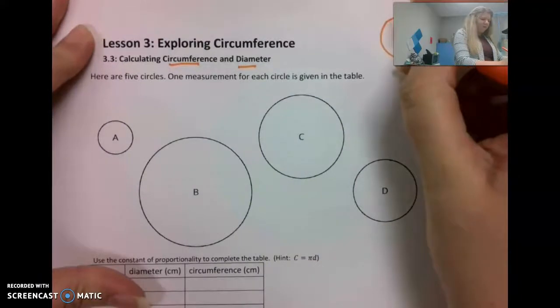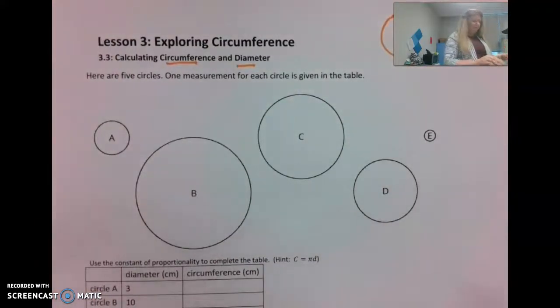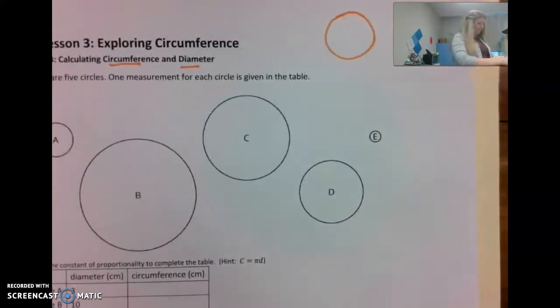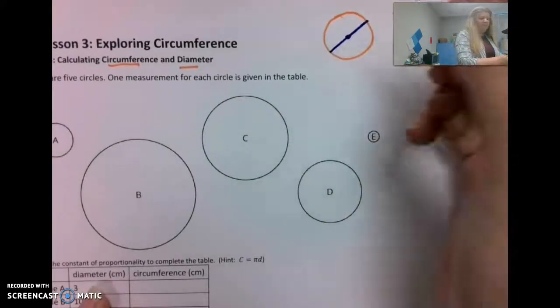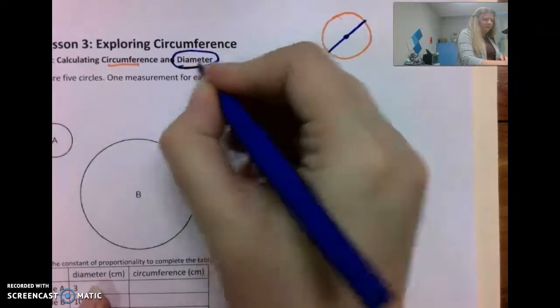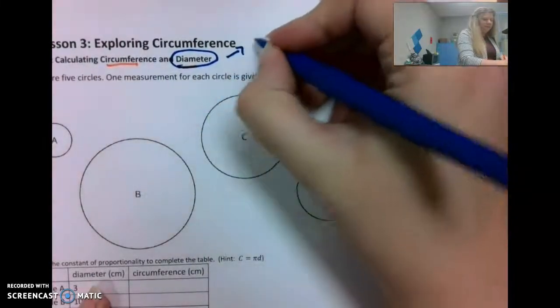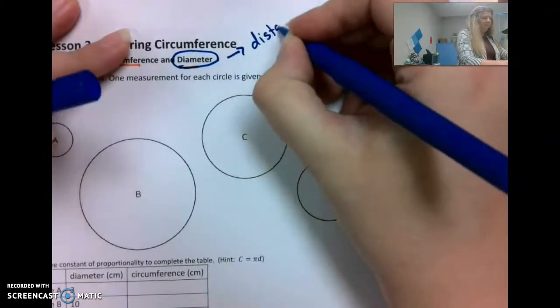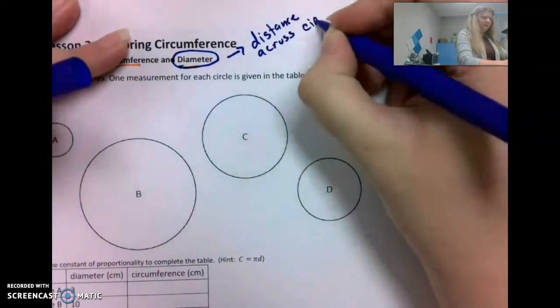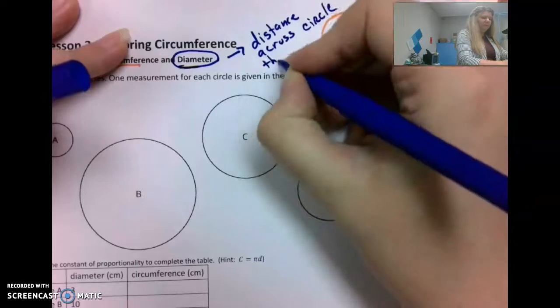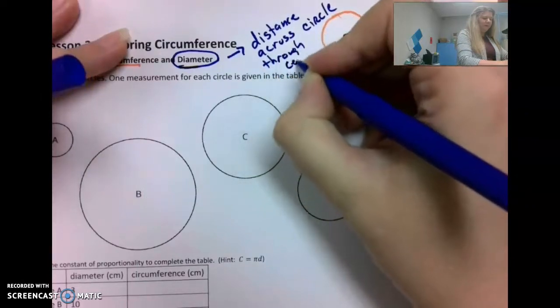If we have a circle, the diameter is the distance across the circle through the center. Okay? So diameter, distance across the circle, and it has to go through the center.